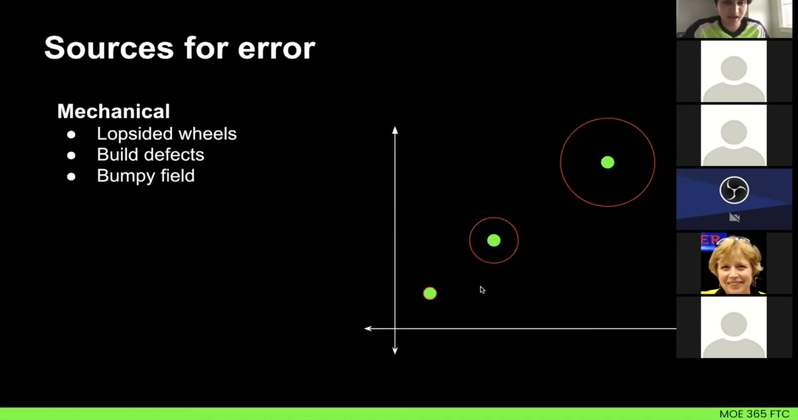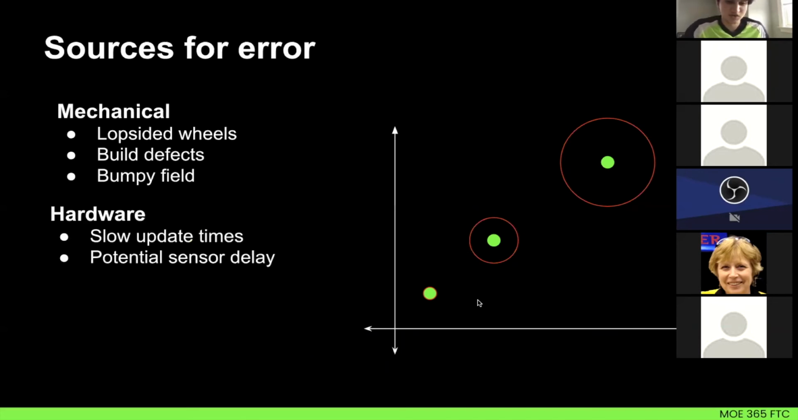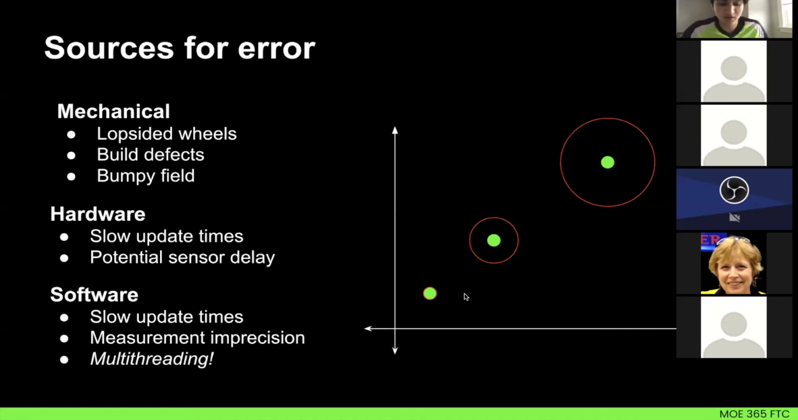What about sources for error in odometry? Well, there's obviously mechanical sources for errors. You could have lopsided wheels, build defects, or a bumpy field. That you're going to have to figure out through extensive testing and ensuring that your code is bug-free. Also just testing the wheels themselves without odometry. You could have hardware issues, slow update times, potential sensor delay. And you could have software issues, slow update times, measurement imprecision, and if you're trying to do multi-threading, which we can address later if you have questions, these are all important sources for error.